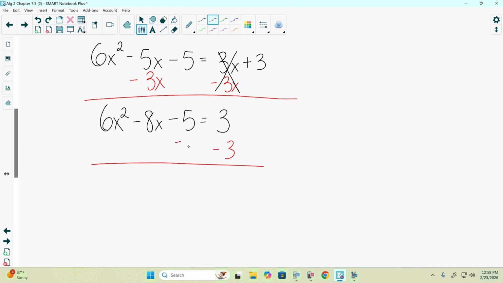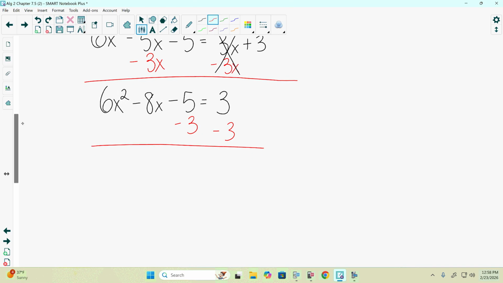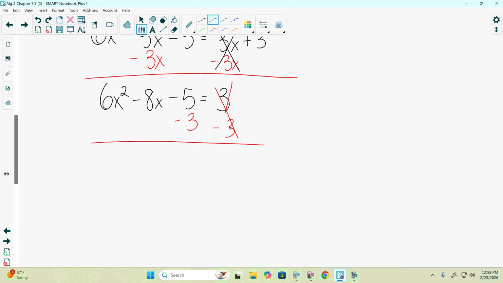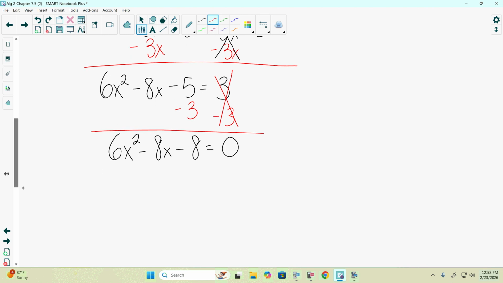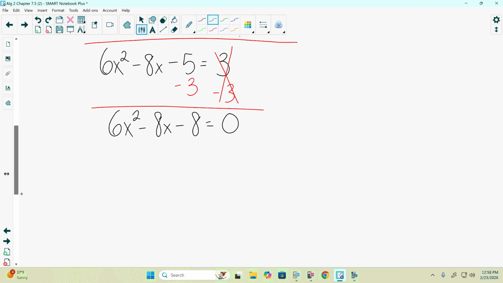Now at this point here, we're going to subtract 3 from both sides. Our 3 minus 3 would be 0. And what we'll have here is 6x squared minus 8x minus 8 is equal to 0. Questions on how we got this equal to 0?